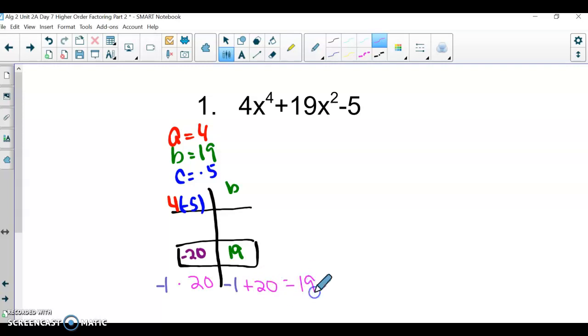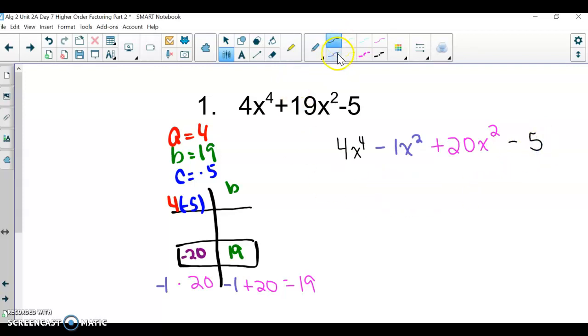That would be positive 19. So that gives us our b value. So now what we do is we write our first term, 4x to the 4th, and then we write negative 1 x squared, and then plus 20x squared, and then negative 5, right?